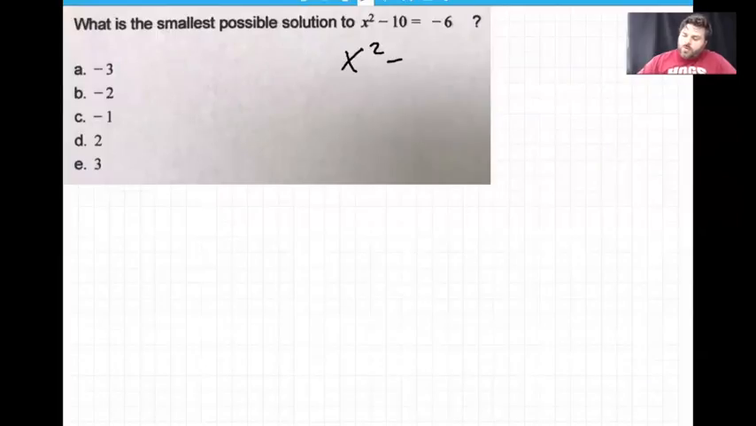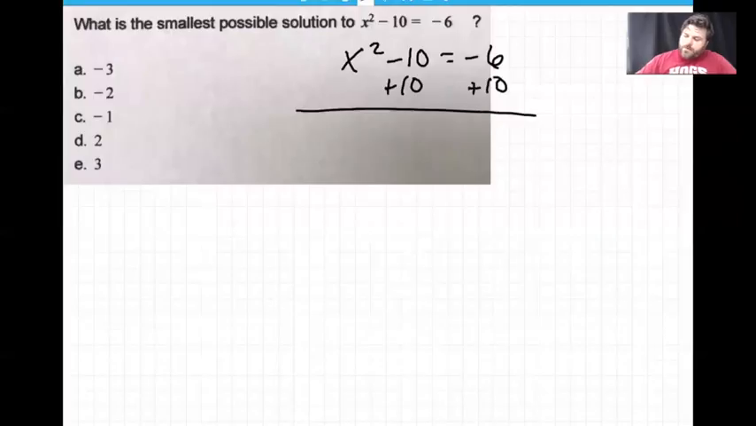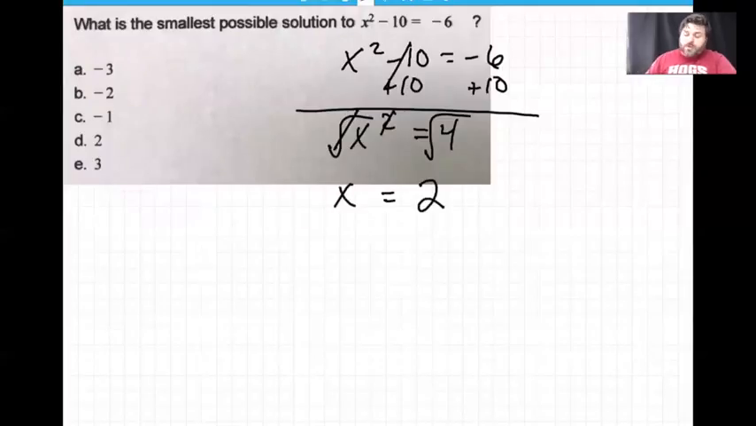So I'm going to take this, and I'm going to add 10 to both sides. Okay, that gives me x squared equals 4. Square root both sides. Excuse me. Square roots and squares cancel. We leave the square root of 4 as 2.